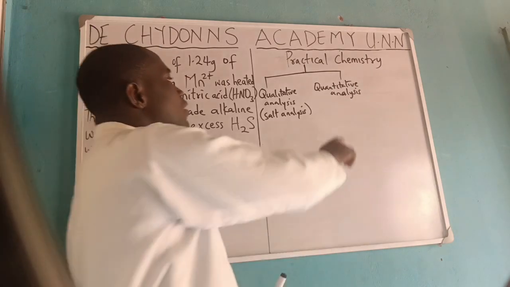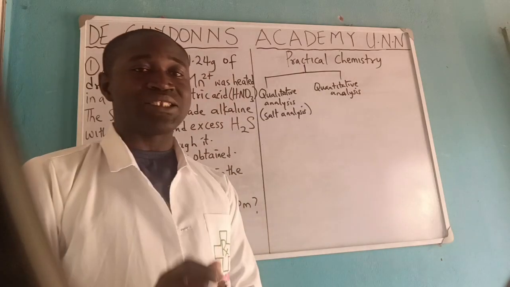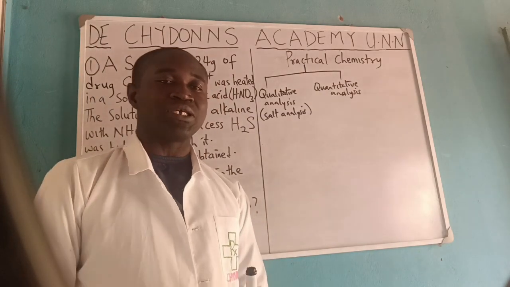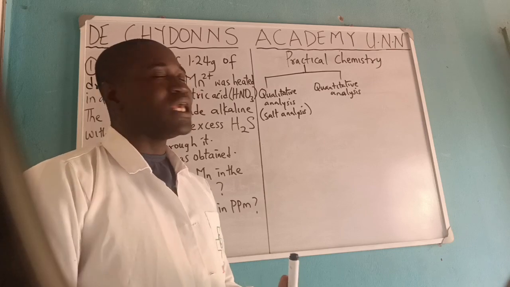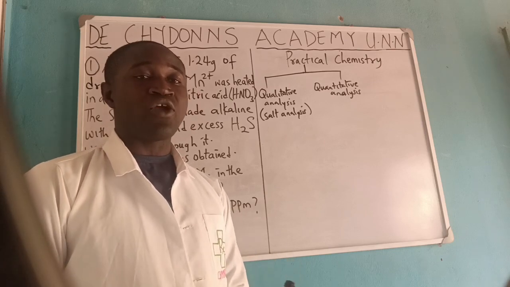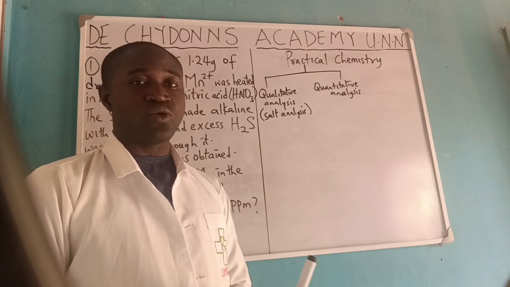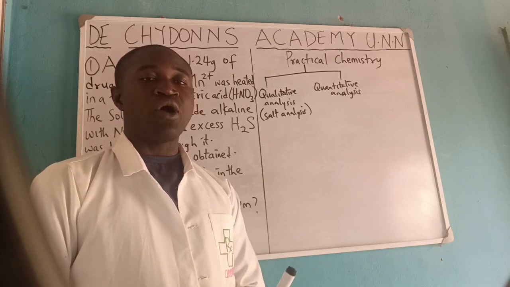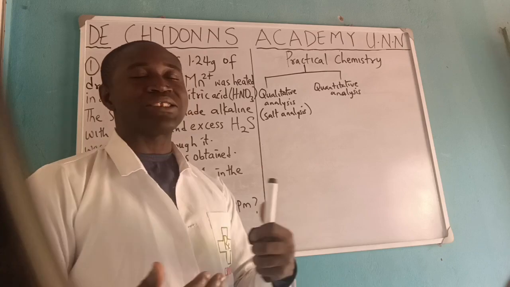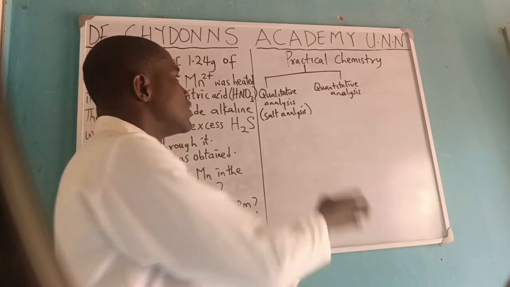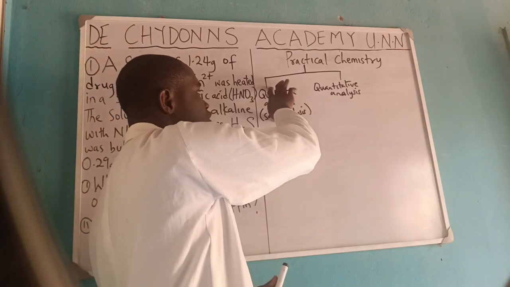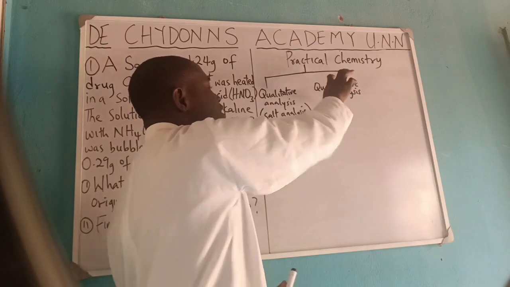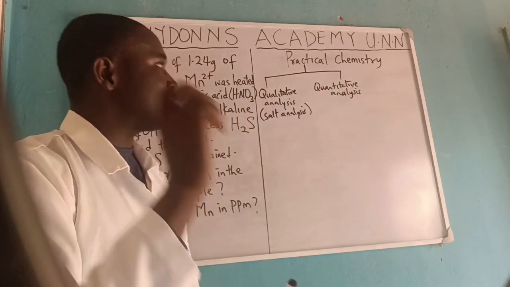Then for quantitative analysis, we are checking the quantity. At what quantity are those cations or anions present? Or a particular element we are looking for, at what quantity is it present in that sample? So qualitative analysis deals with present, absent, suspected, confirmed, while quantitative analysis deals with quantity.